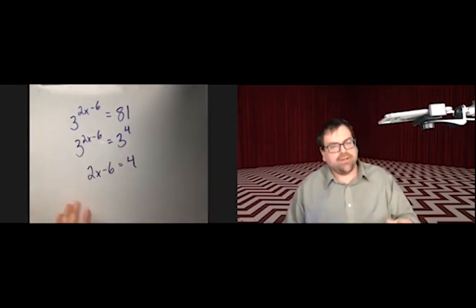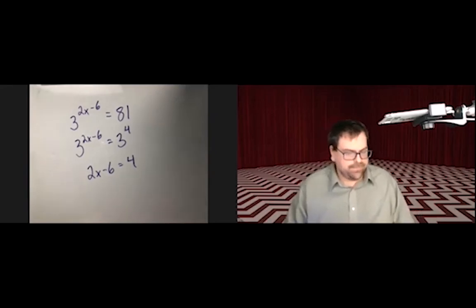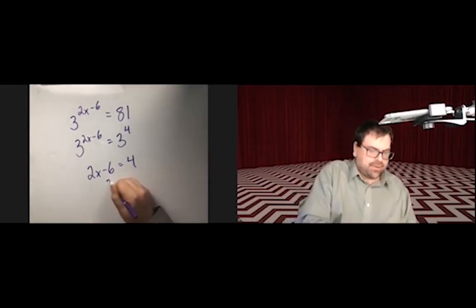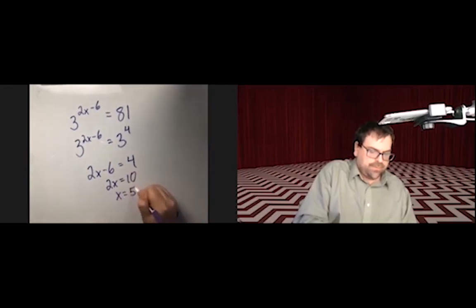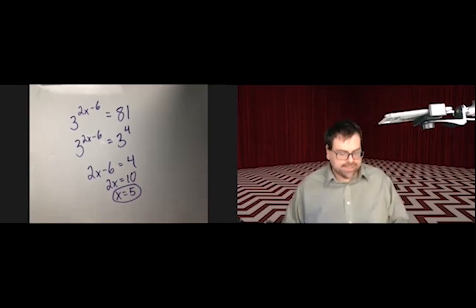I'm going to break that down in a little more detail when we're done. Add 6 to both sides. Divide both sides by 2. We get x equals 5.